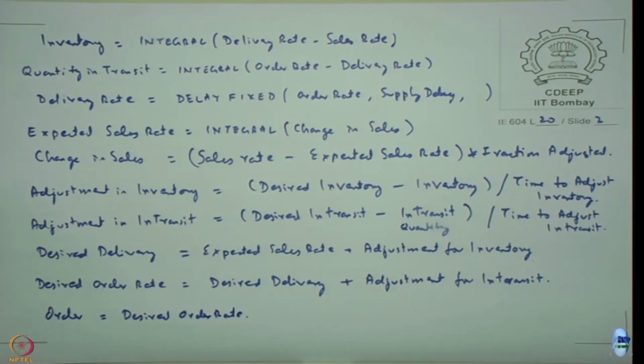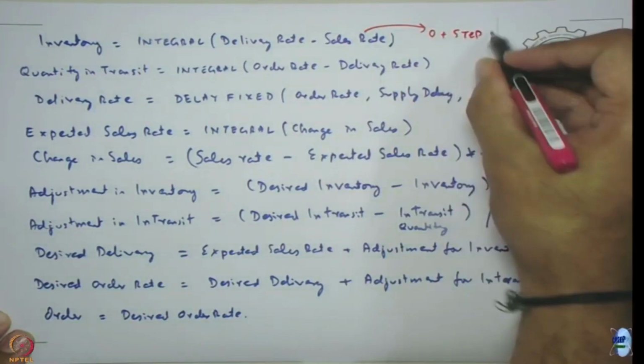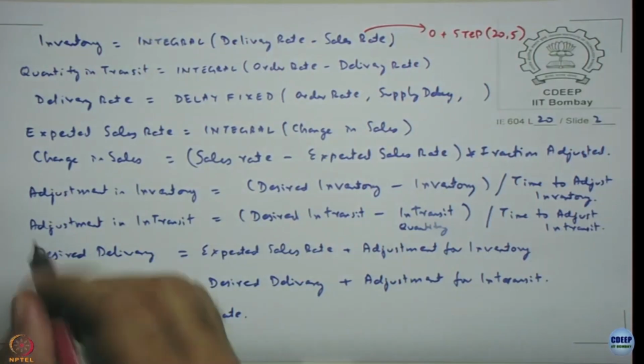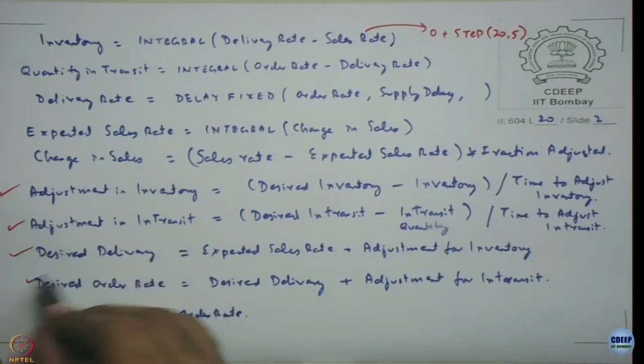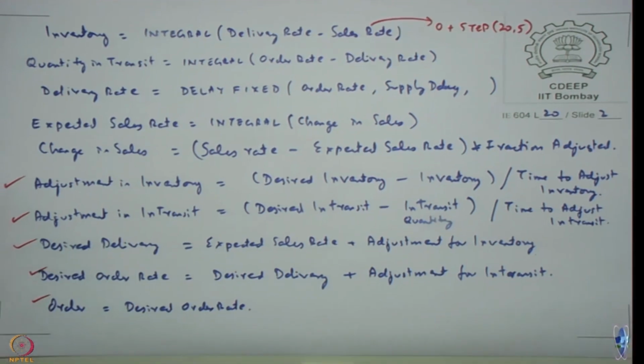So, you got this. The sales rate we assumed is 0 initially, and then there is a step increase of 20 at time 5. That is what you assume for sales rate. The only equations you may need to fill up are these. For stocks, these are the only new things that have come up. All others you will get from the previous model itself. Only the last 5 you have to check.